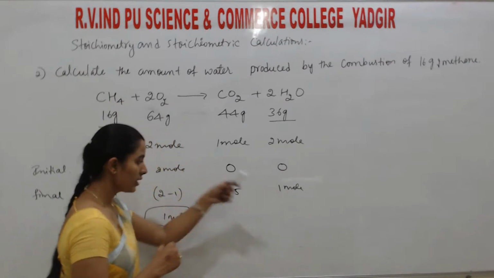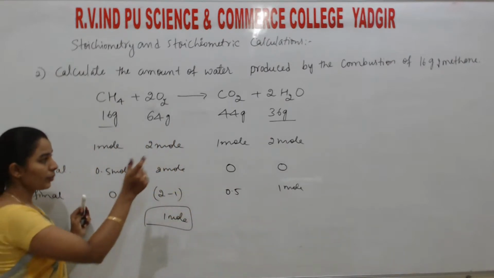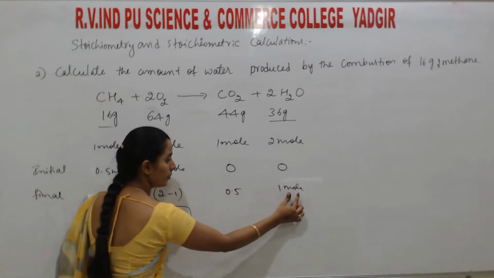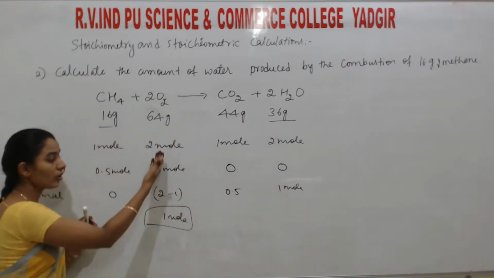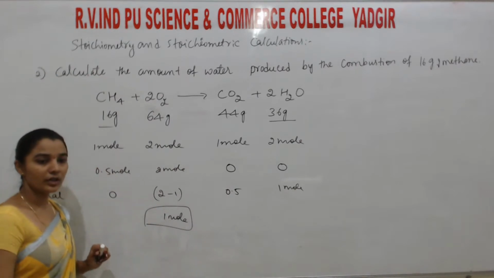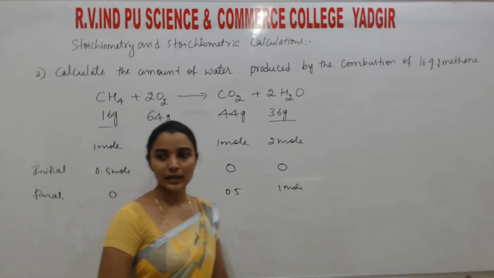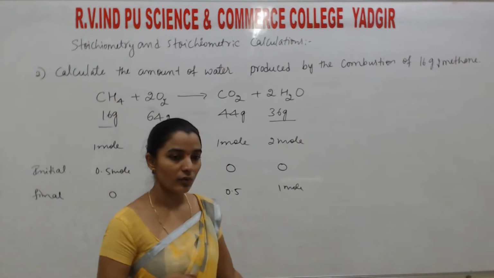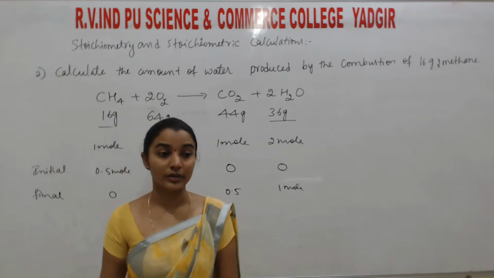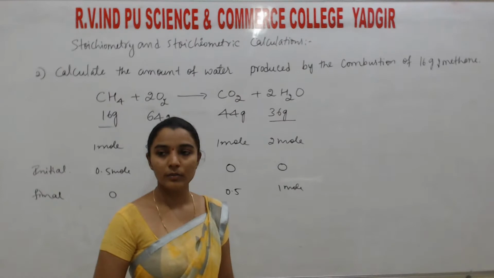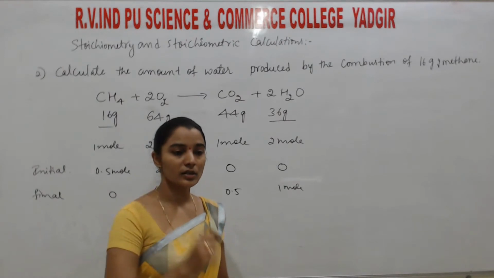Among these, the product formed would be 1 mole and 2 mole according to the equation, but here the product formed is 0.5 mole and 1 mole. Even though oxygen is present in excess, CH4 is the limiting reagent, so it is completely consumed and it limits the product formed. The product formed is based on how much CH4 is available. In tomorrow's class I will do examples based on the limiting reagent. Those are also very important.